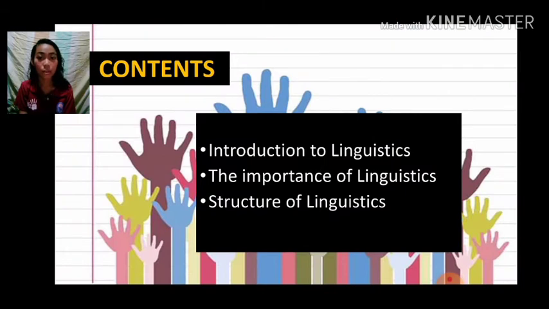Here are the contents of my report. The first one is the introduction of linguistics, the importance of linguistics, and the structure of linguistics.